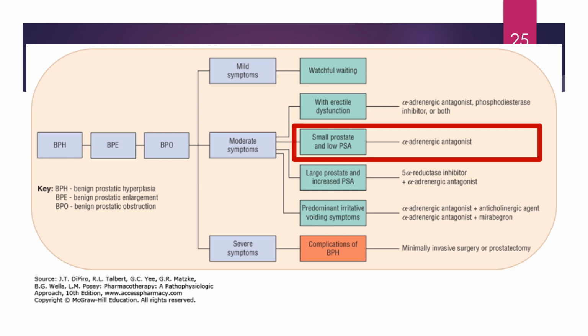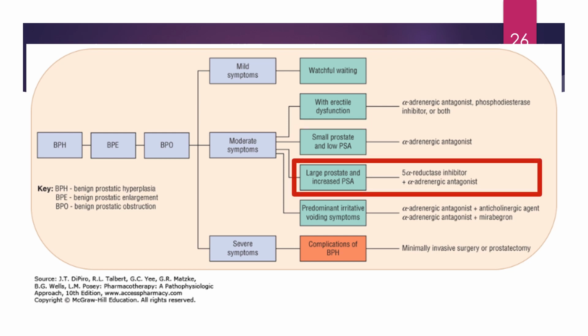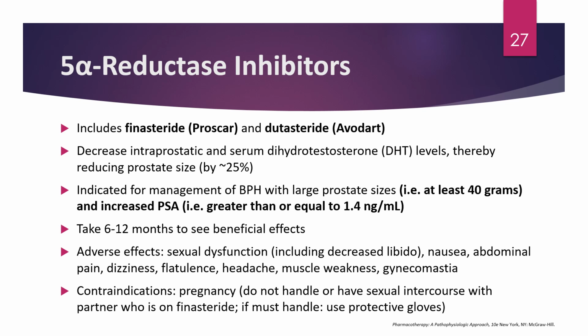In those patients that have the small prostate and a low PSA, we are going to still give them an alpha adrenergic antagonist. In regards to patients that have a large prostate, however, and an increased PSA, we're still going to give them an alpha adrenergic antagonist to minimize that contraction of the prostate, but we're also going to give them a 5-alpha reductase inhibitor. And our 5-alpha reductase inhibitors include finasteride or Proscar and dutasteride or Avodart.